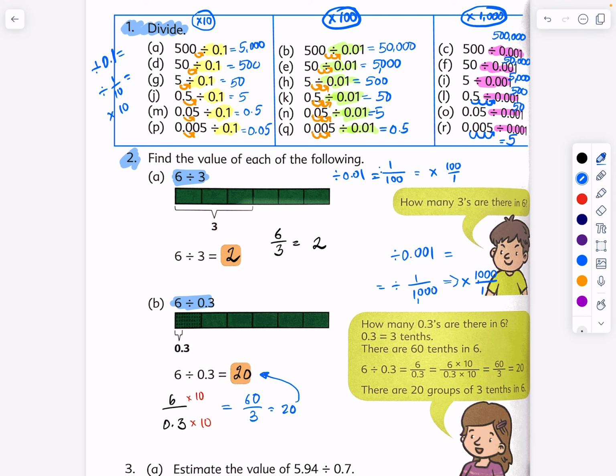That's a different point of view. I hope this lesson helped you understand the patterns in division by decimals.